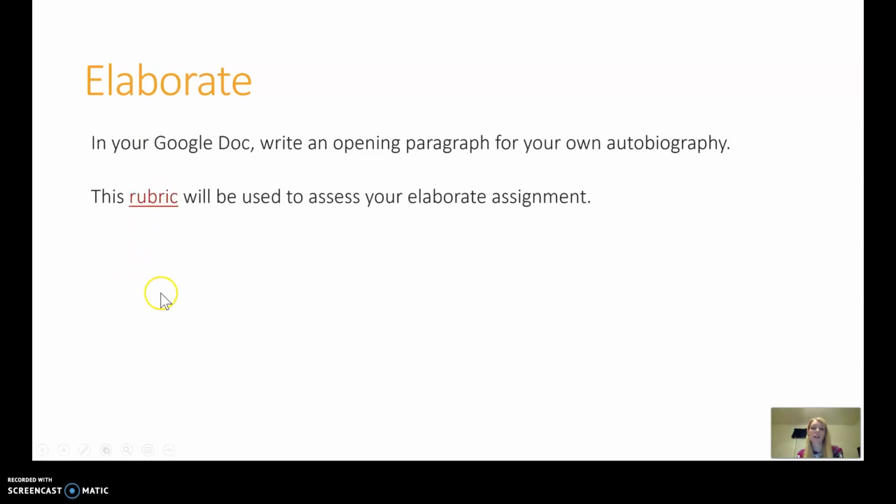For the elaborate portion, in your Google Doc that you started earlier, I'd like you to write an opening paragraph for your own autobiography. And there's a rubric that will be used to assess you.